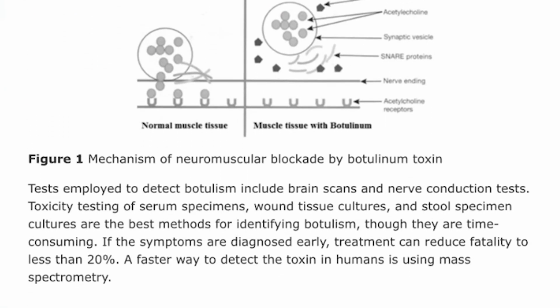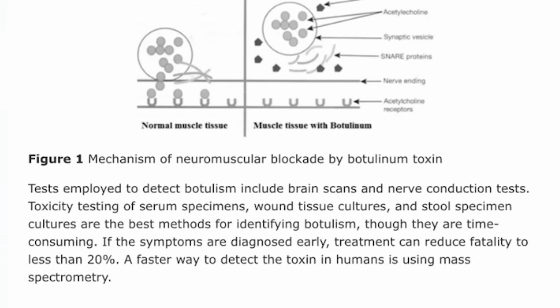Moving on to paragraph number 3 now. So tests employed to detect botulism include brain scans and nerve conduction tests. Toxicity testing of serum specimens, wound tissue cultures, and stool specimen cultures are the best methods for identifying botulism, though they are time-consuming. If the symptoms are diagnosed early, treatment can reduce fatality to less than 20%. A faster way to detect the toxin in humans is using mass spectrometry.